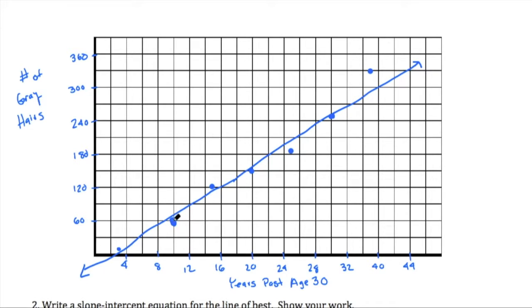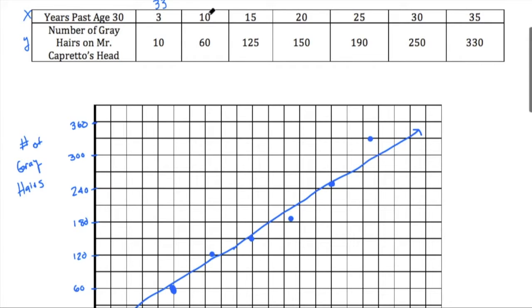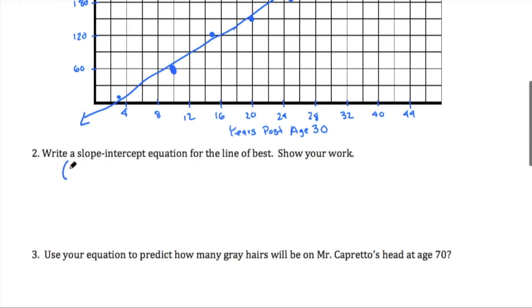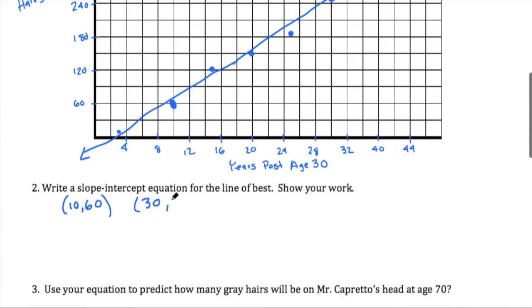Okay, so I've selected this point here and this point here to be the points that go through my data. So for my table, that's going to be the point (10, 60) and the point (30, 250). When we go to write our equation, I'm going to write these points down so we can see them. (10, 60) and (30, 250), double checking, (30, 250) are our points.